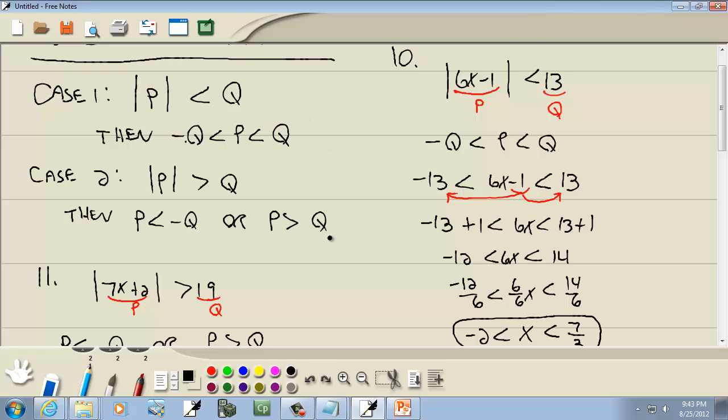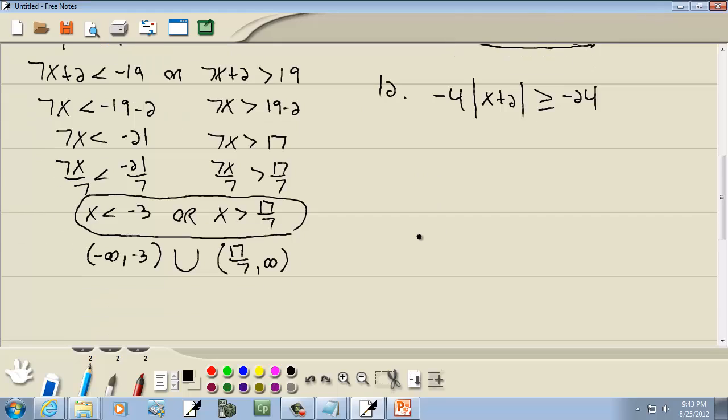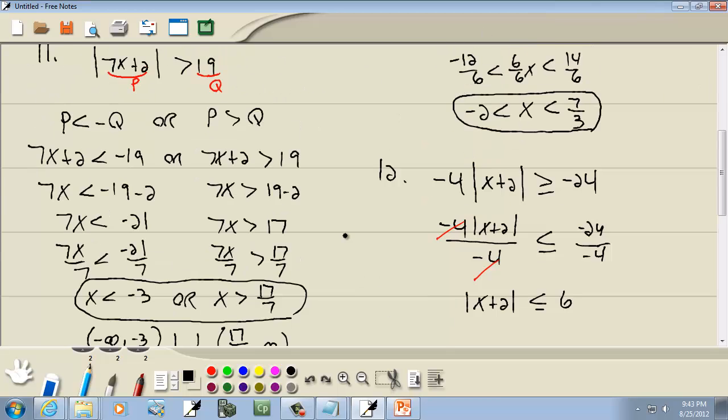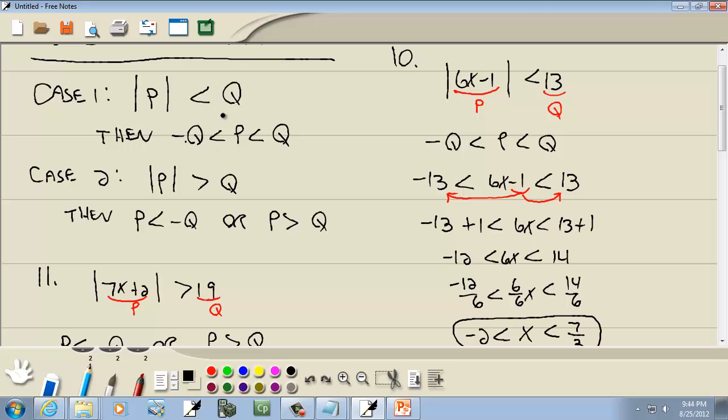But if I come down here, I notice that the absolute value is not by itself. So first thing I'm going to do is get it by itself. So I'm going to divide both sides by -4. Now remember, when we divide both sides by a negative number, we flip our inequality symbol. So this greater than or equal to becomes a less than or equal to. Well, -4's gone. And we got the absolute value of x plus 2 is less than or equal to +6. Well, now it's switched. It's no longer case 2, it's case 1, because it's a less than type problem.